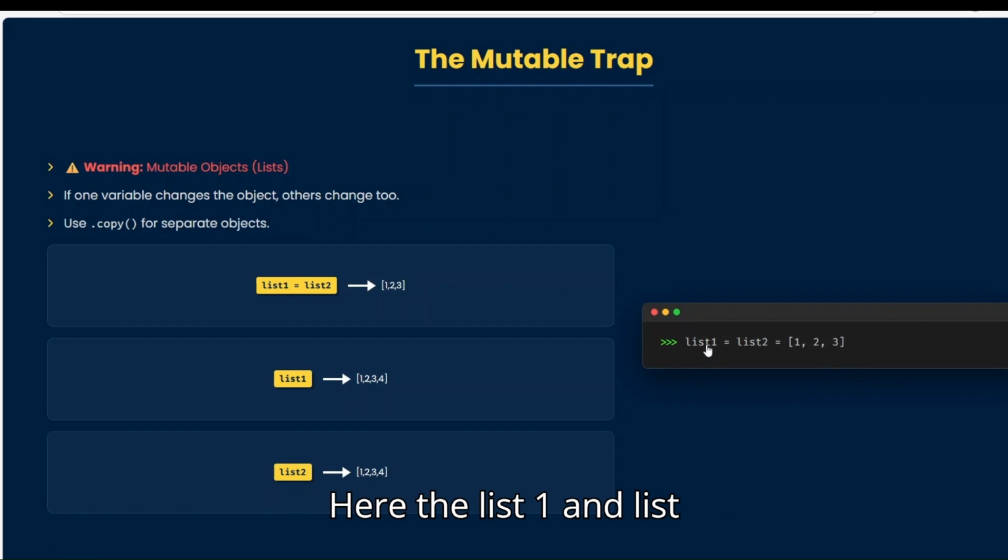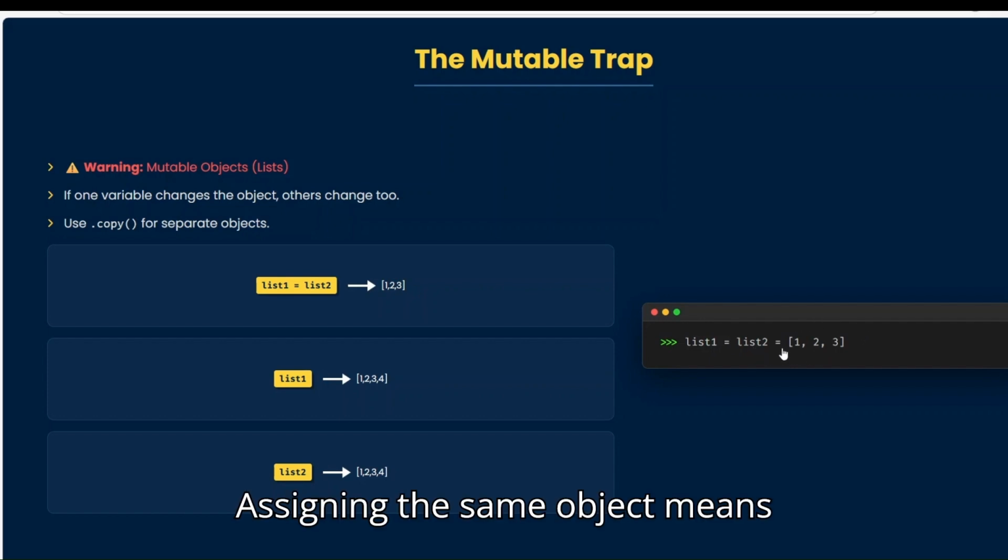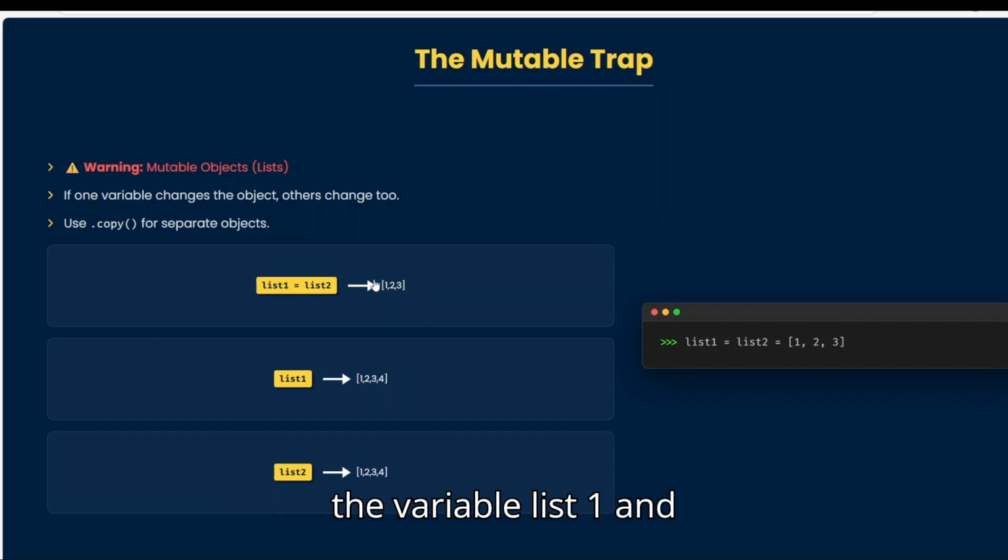Here list 1 and list 2 are assigned the same object, meaning the variables list 1 and list 2 have been assigned one list, both having the same list. Now list 1 and list 2 refer to the same list in memory.